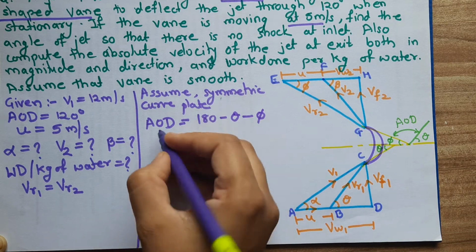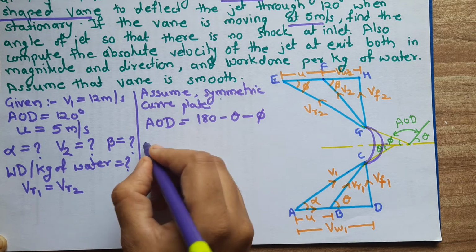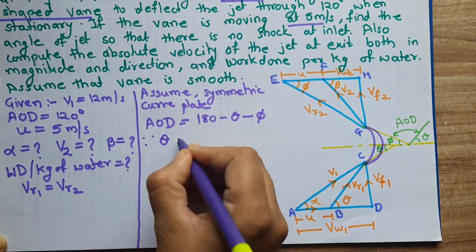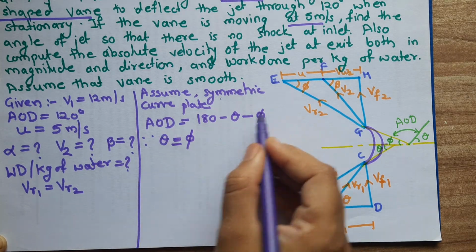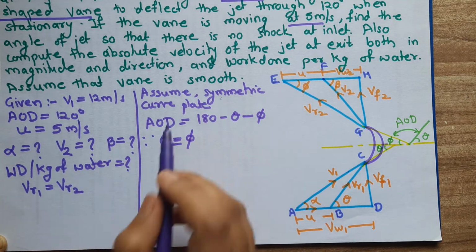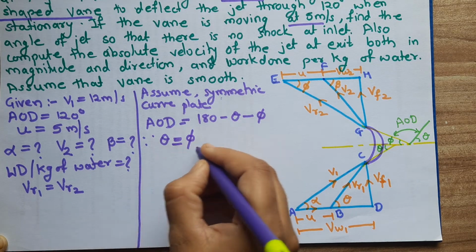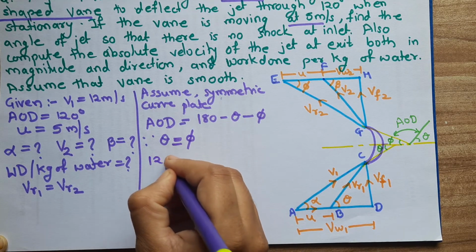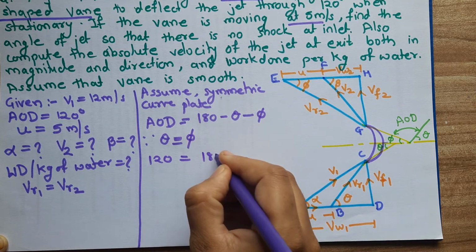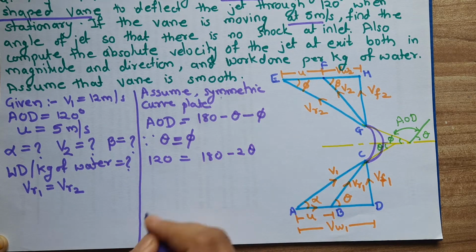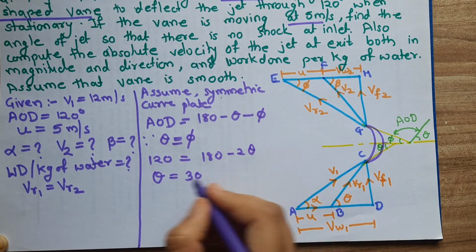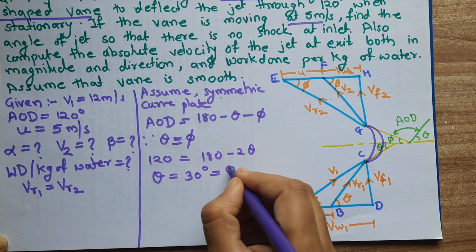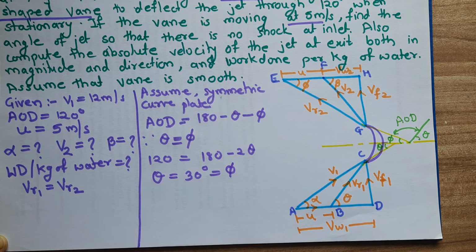Now as the plate is symmetric, since theta is equal to phi, we can put that value in the AOD, and from here we can find that 120 equal to 180 minus 2 theta. So theta equal to 30 degree, and also it is equal to phi. So now we have got one more value from this triangle.